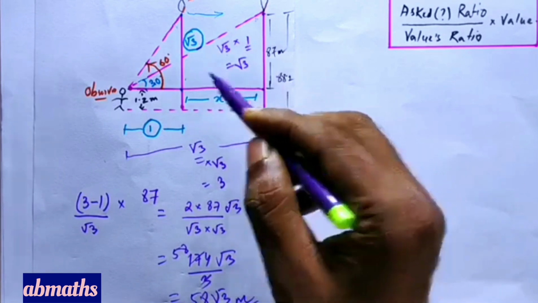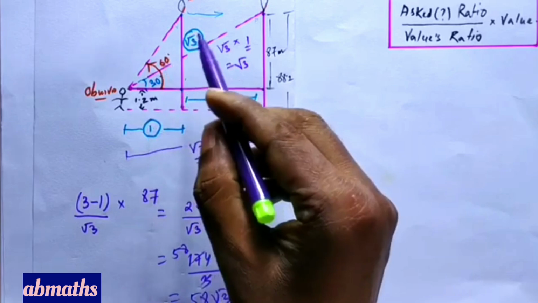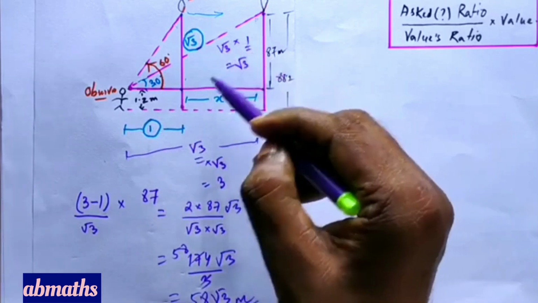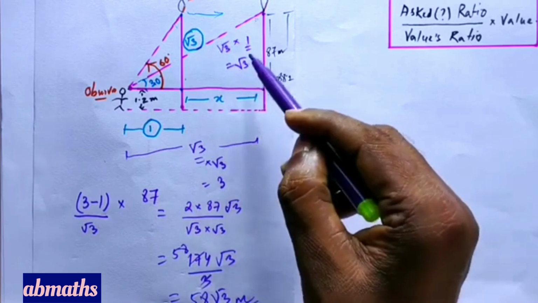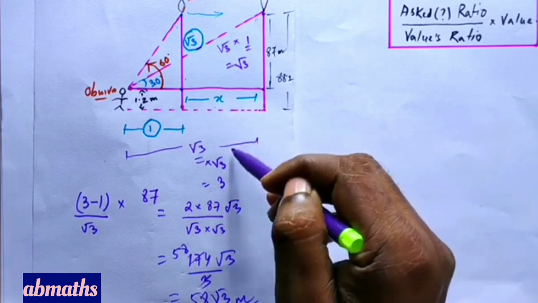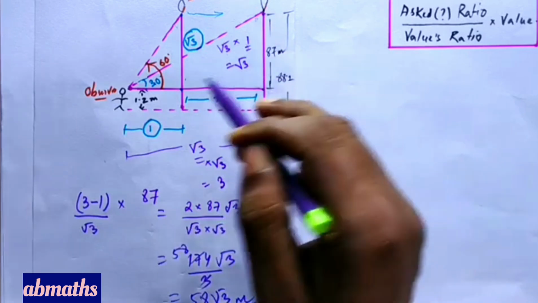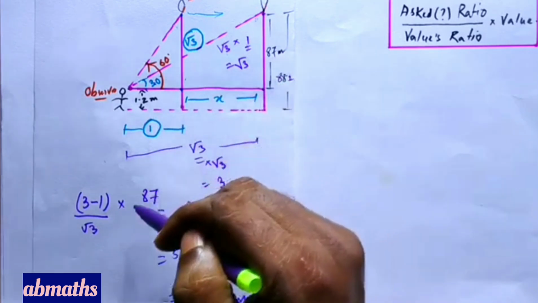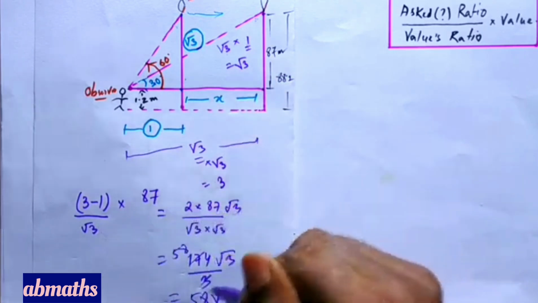So we write for this triangle the side ratio as root 3 : 1. For this triangle we write the ratio as 1 and root 3. Both must be same. To make it same, we multiply with root 3 here as well. Here we are going to find out the x ratio. So it is 3 minus 1 into the value given for this triangle, 88.2 minus 1.2 is 87. So 87 divided by this value's ratio, root 3. Then we calculate it to get 58 root 3.